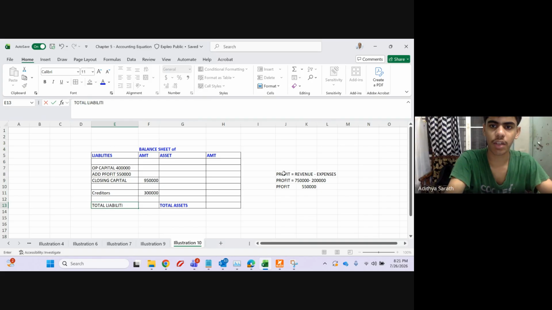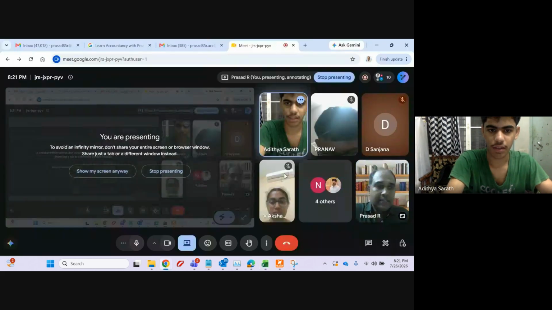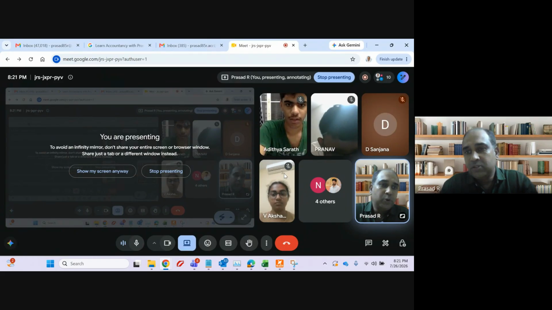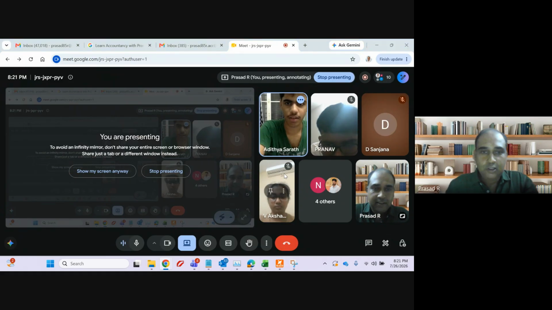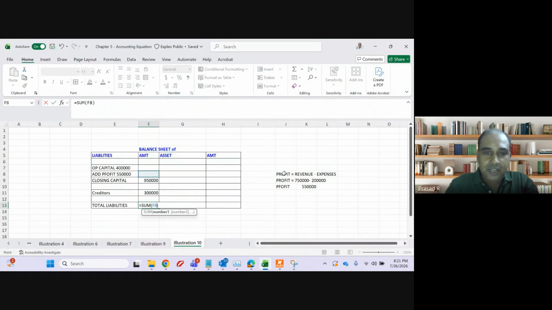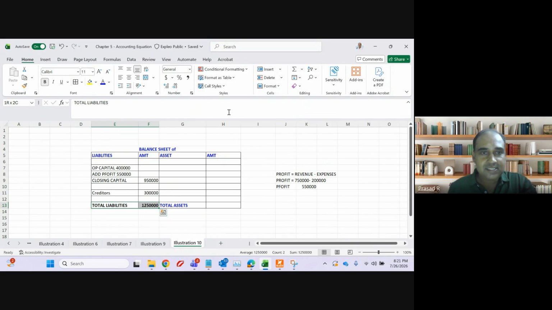Sir, one second. If they give revenue and expenses, should we assume that it's opening capital? Yes, because that information we have to use to get the closing capital. So it is not given, so we should assume that it is closing capital. That is right. Understood, sir. So now my total of liabilities will be how much, guys? 12,50,000. So I know my total of liabilities.